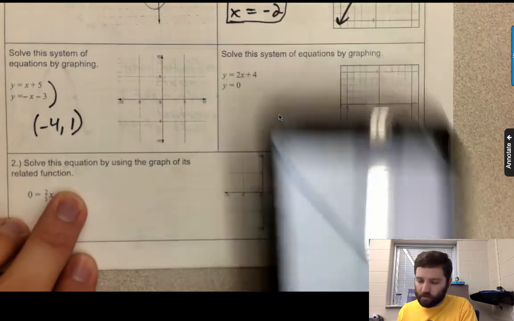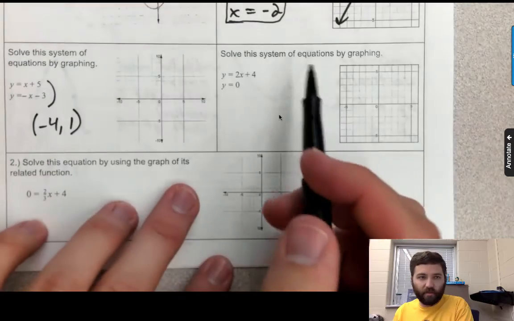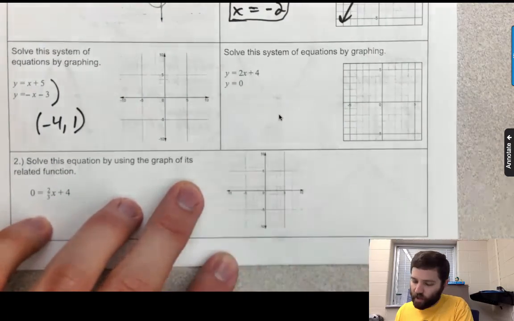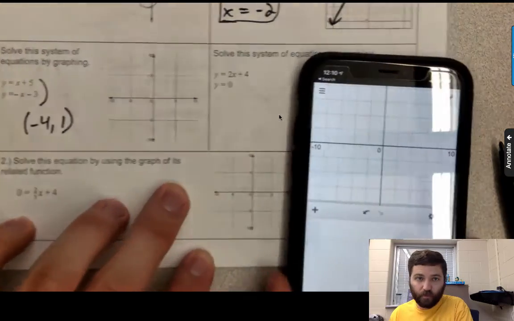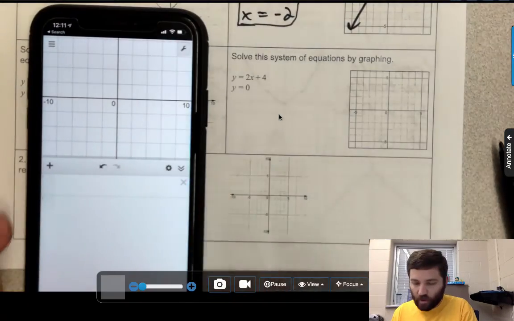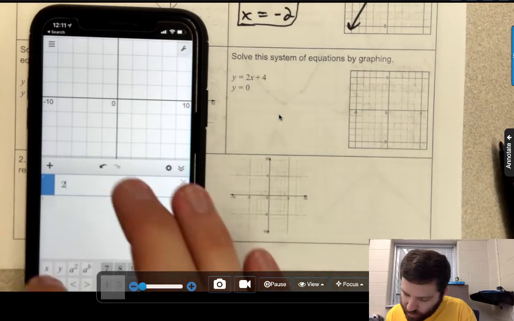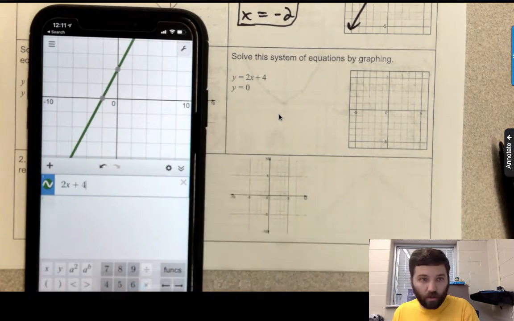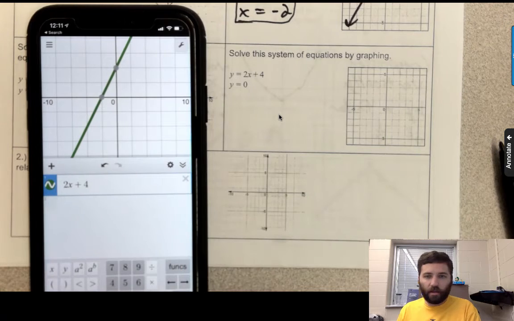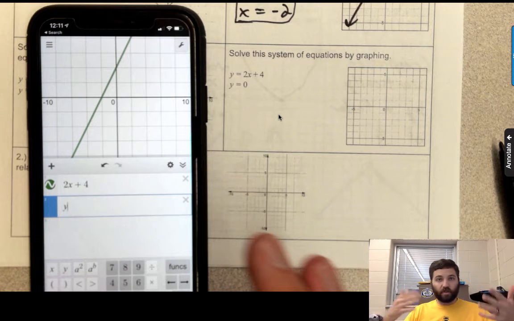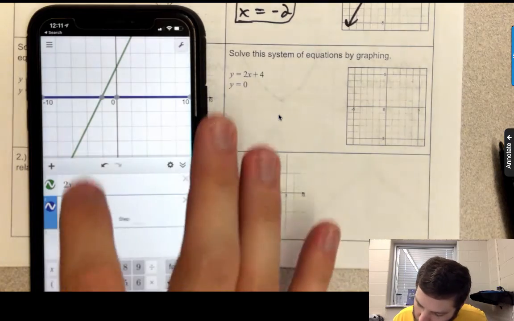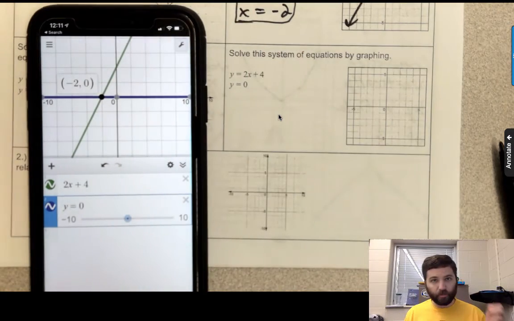All right, how about this system of equations now? Let's solve this. We have 2x plus 4. We already know what that looks like; we've graphed it a couple of times. And then y equals 0. Okay, so let's look at the graph. Again, we're solving a system of equations, so we're looking for the intersection of them. It's there at negative 2.